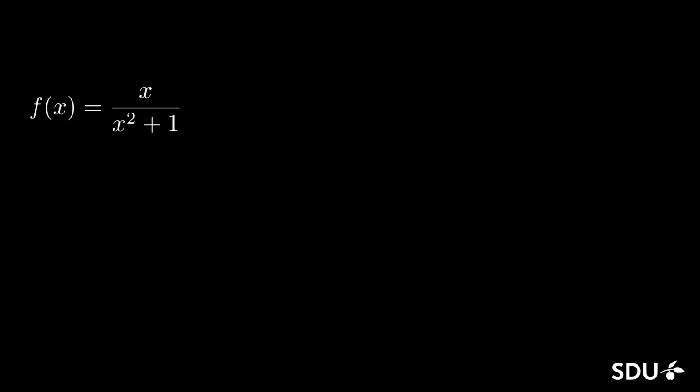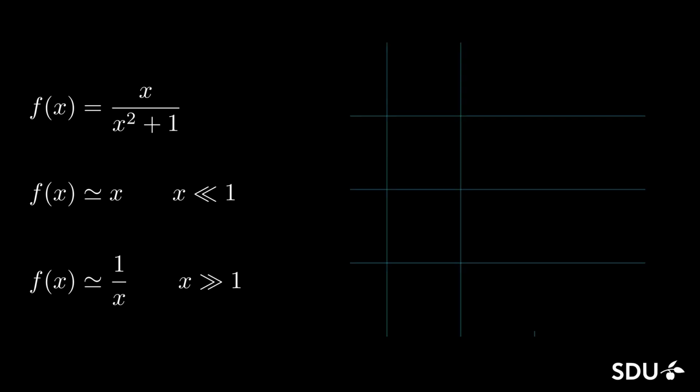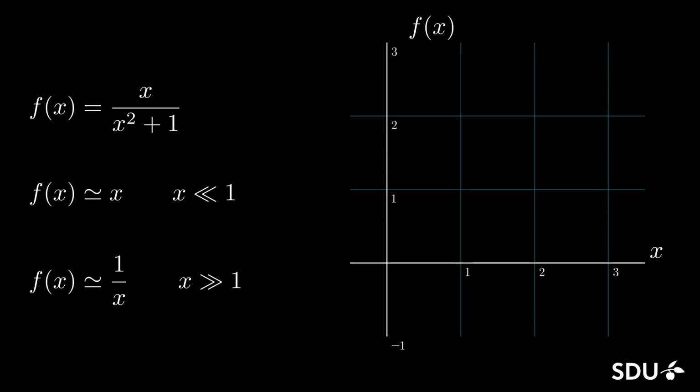So let's look at a more difficult example. This is a rational expression consisting of x divided by x squared plus 1. And we can look at 2 regimes of this. The first one is when x is much less than 1. In that case we can get rid of the x squared term in the denominator. And we can also look at what happens for x much larger than 1. In that case the expression reduces to 1 over x.